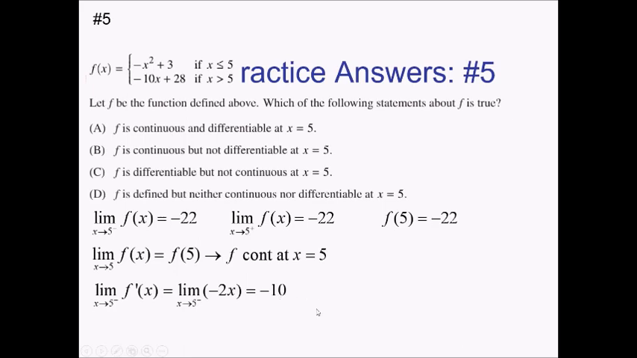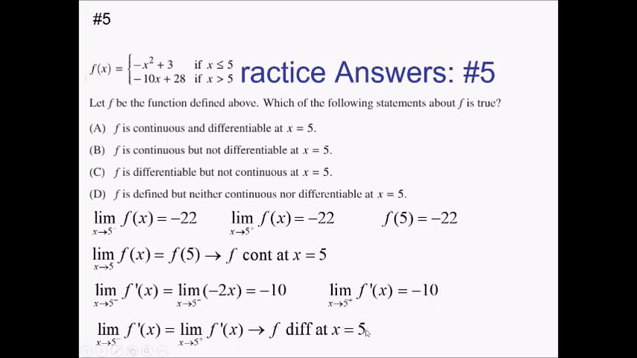And now we have to check the limit as x approaches 5 from the right of f prime. So now we're taking the derivative of this second rule, and that's just going to be a constant value of negative 10 using the line rule here. Well, those limits match up. Therefore, our function is in fact differentiable at x equals 5. So that's going to be choice A, continuous and differentiable. There we are.